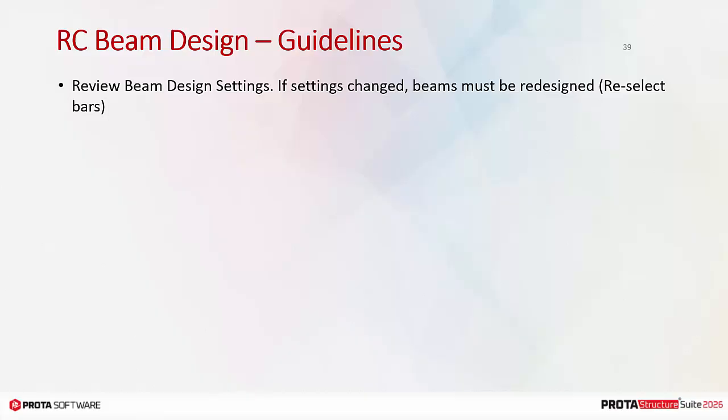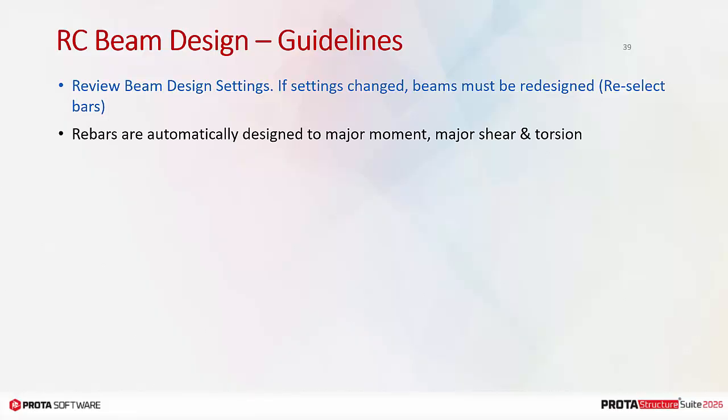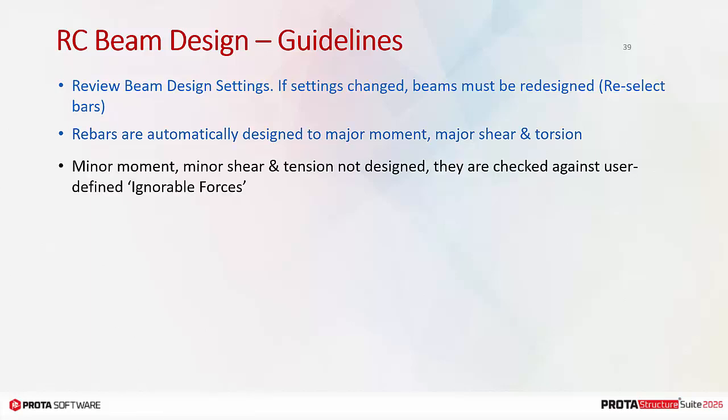Review beam design settings. If settings changed, beams must be redesigned using Reselect Bars. Rebars are automatically designed to major moment, major shear and torsion. Minor moment, minor shear and tension are not designed; they are checked against user-defined, ignorable forces. Deflection is always checked, not auto-designed.